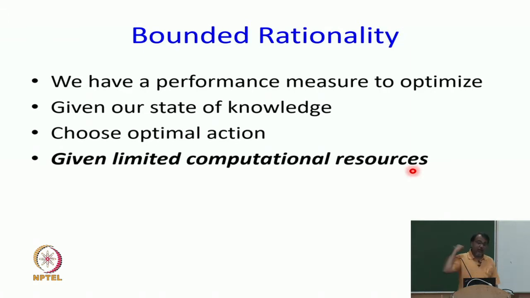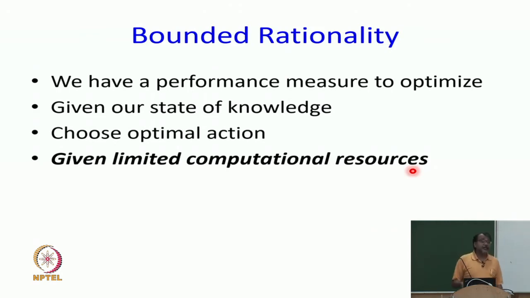But in practice, the agent will be what is called bounded rational. It will have bounded rationality. It will be optimizing the performance measure given its knowledge and choosing the best action so far, but given limited computational resources. It will have, let us say, 1 minute of time to play the game. It will have 2 minutes of time to come up with the solution. It will have 4 GB memory or 8 GB memory. It will be given some limited computational resources, right. So, this is sort of how AI systems think about themselves.